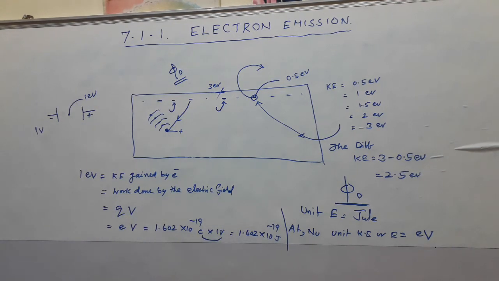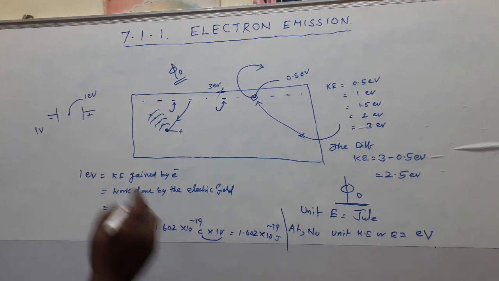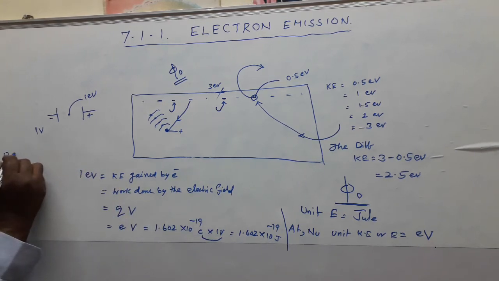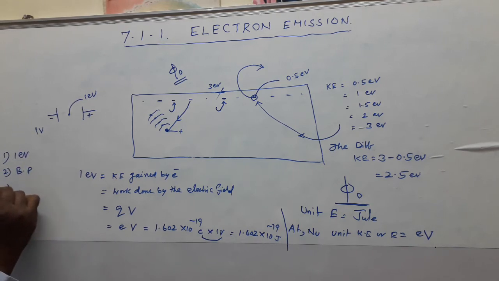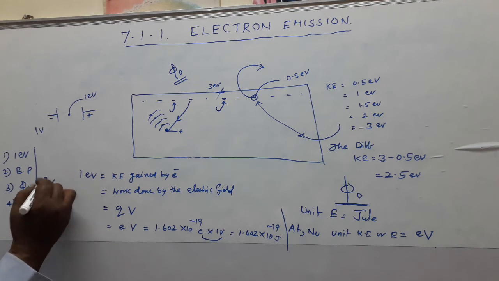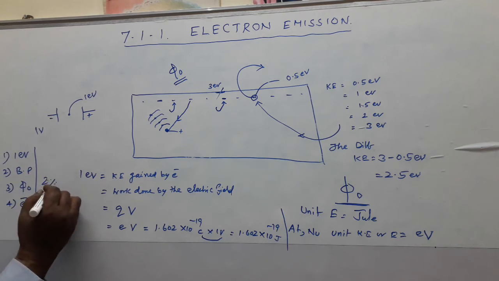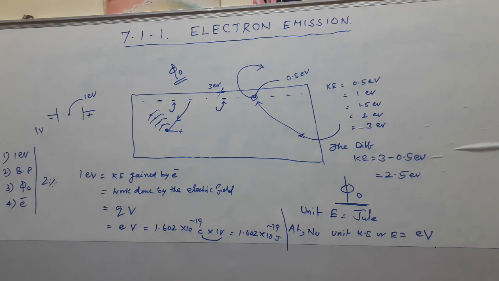That's a very important 2 mark question. So 3 or 4 2-mark questions. One is define 1 electron volt, second one barrier potential, third one work function, fourth one electron emission. These four are 2-mark questions, very important. I hope you are clear thoroughly about these 4 definitions. Are you clear?